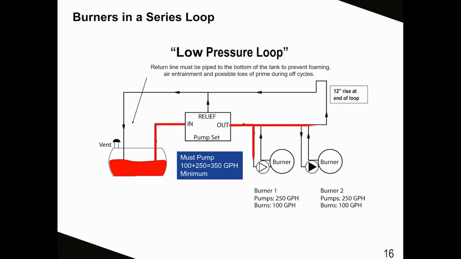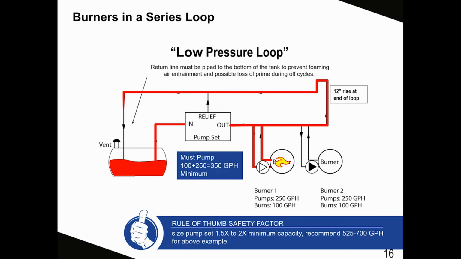In this slide, we're looking at a low pressure boiler loop. As you can see, we have the tank, and the pump set pulling the oil out of the tank and supplying oil to the two burners, both of which have a burn rate of 100 gallons an hour and have integral burner side pumps requiring 250 gallons an hour each. So we're just going to go over the sizing really quick of how we recommend doing this. As you can see, the return lines of the burners are returning back to the supply line itself, as it's just a simple boiler loop.